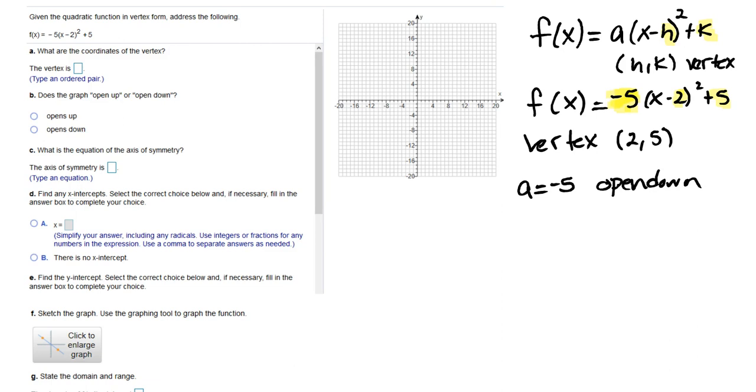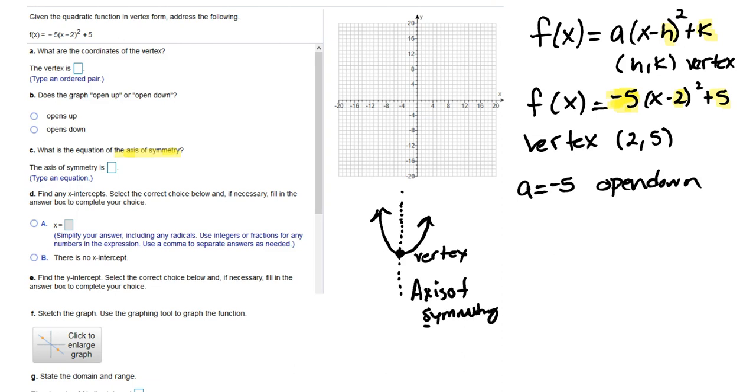The next part says, what is the equation of the axis of symmetry? So for a parabola, when you draw it, the vertex is right here. We have an imaginary line that goes through that vertex that's called the axis of symmetry. It's called the axis of symmetry because if we were to fold the graph along that line, we're going to get a mirror image on both sides. So that's the axis of symmetry.